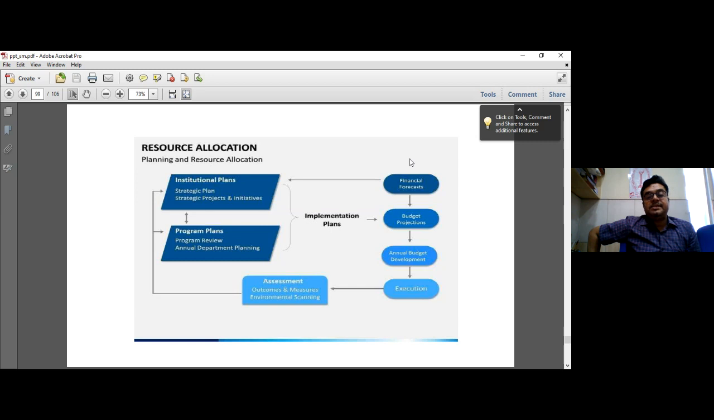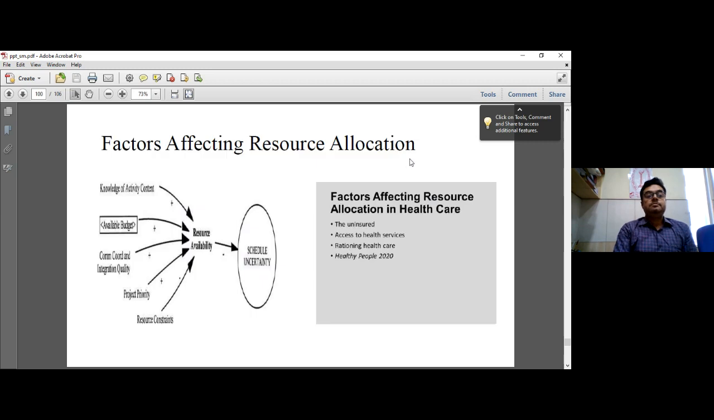Strategic plan, program plan, assessment. So implementation plan in terms of financial forecasts, budget projections, annual budget development, execution and assessment. Factors affecting resource allocation in healthcare. Just as an example of how knowledge and activity is eligible and how it is done.